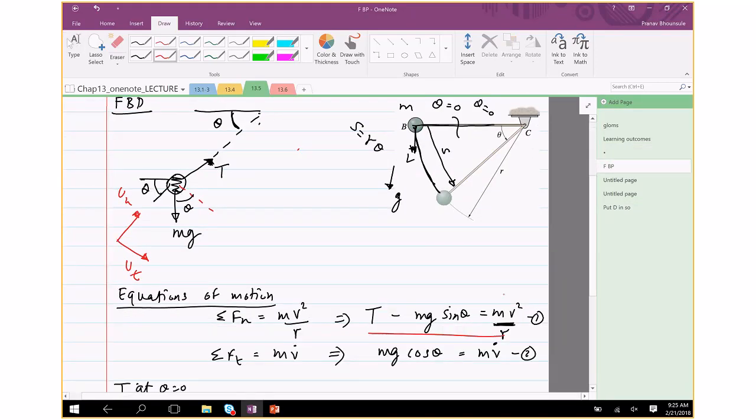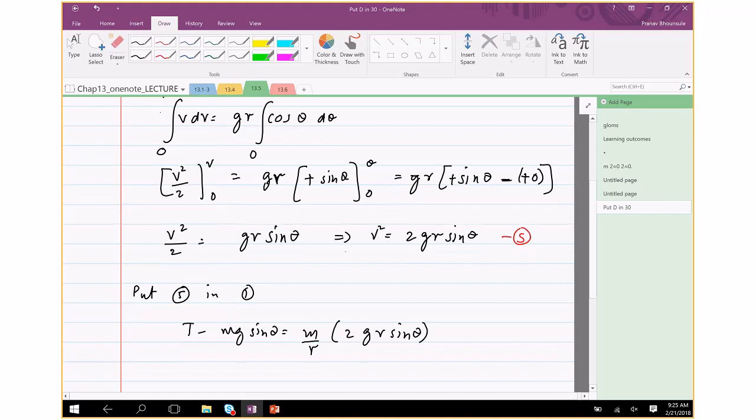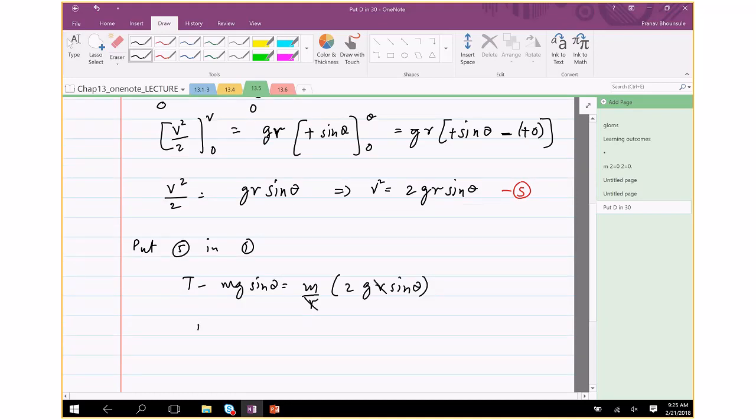I'll call this 5, and I've already found an expression for t. So I'm going to replace this v with what I found there. So put 5 in 1, I get t minus mg sine theta is m divided by r times v square, which is 2gr sine theta. So the tension is 3mg sine theta.